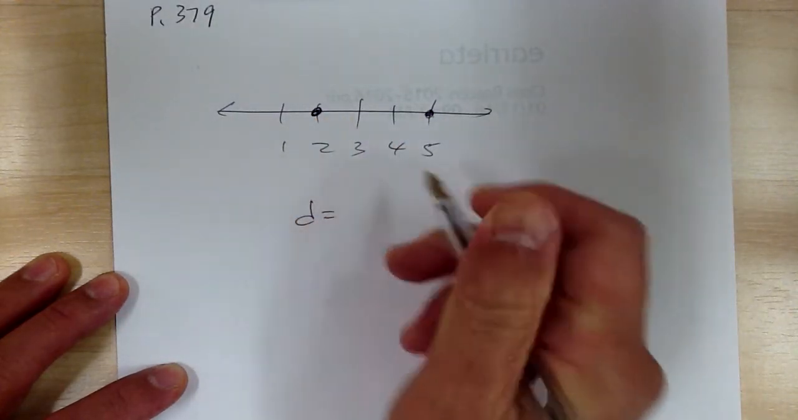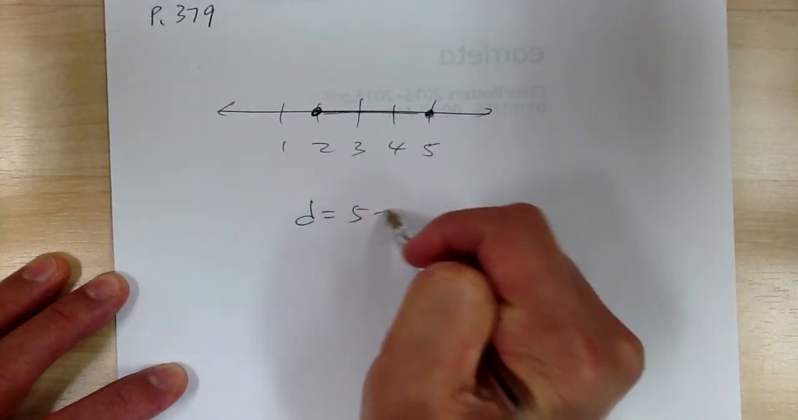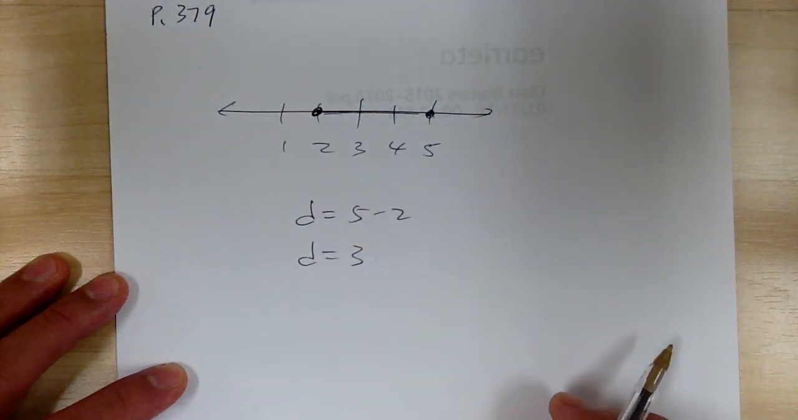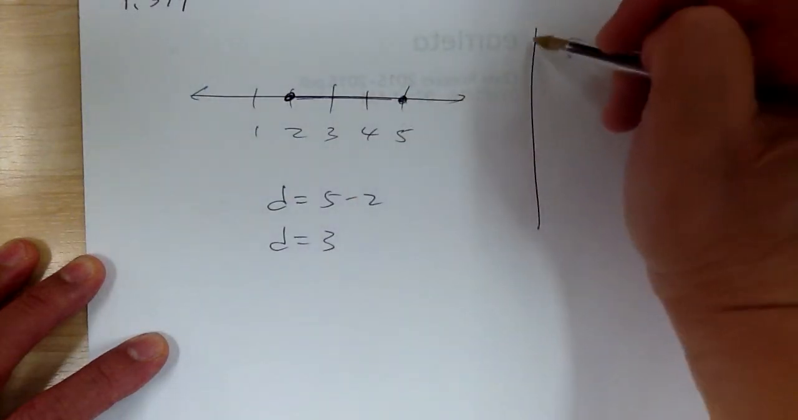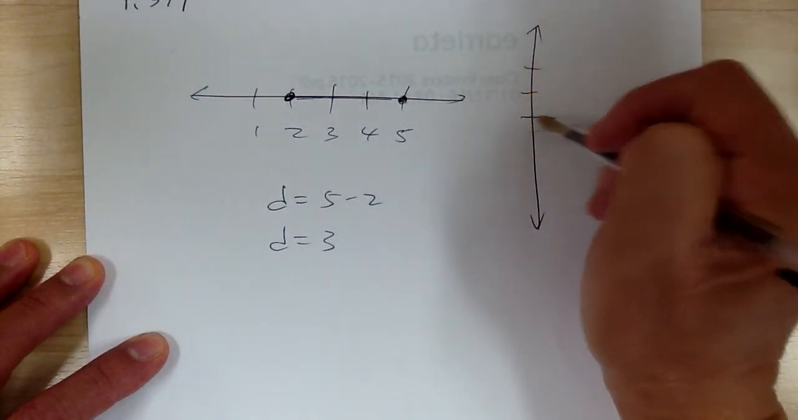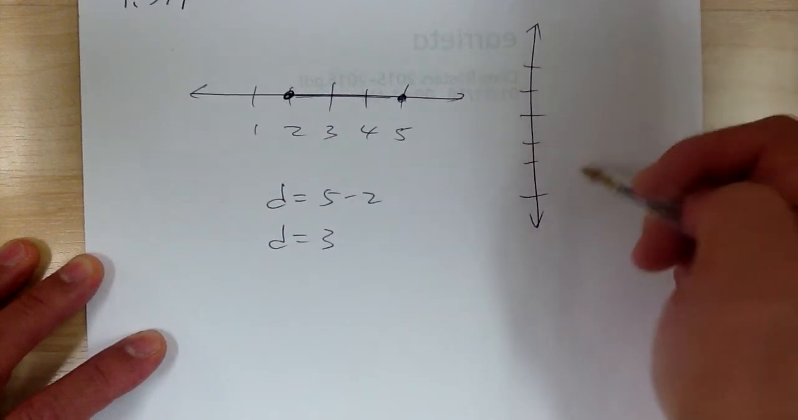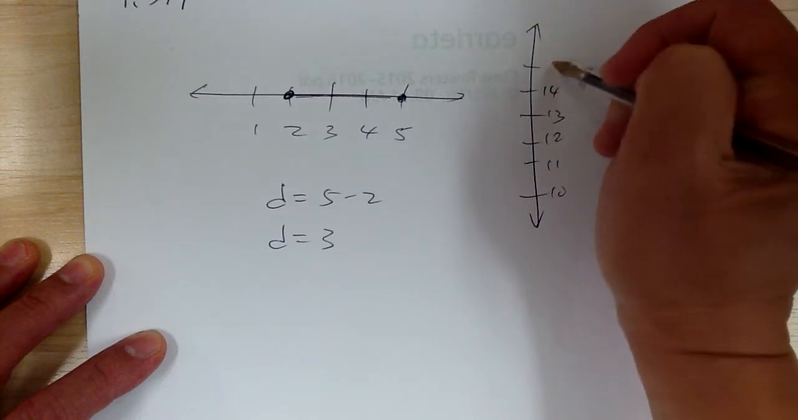So distance, if it's on a straight line, you just subtract. So it'll be 5 minus 2, so distance will equal 3. Okay, so just subtract. Same thing with the vertical. So this is the x. If you're doing the y, you're doing the same thing. So again, it can be any number. It doesn't matter what the number is.